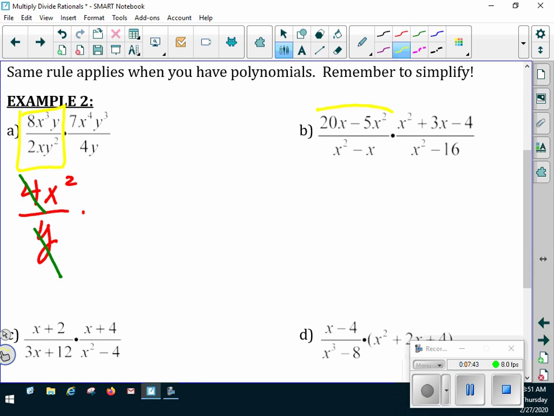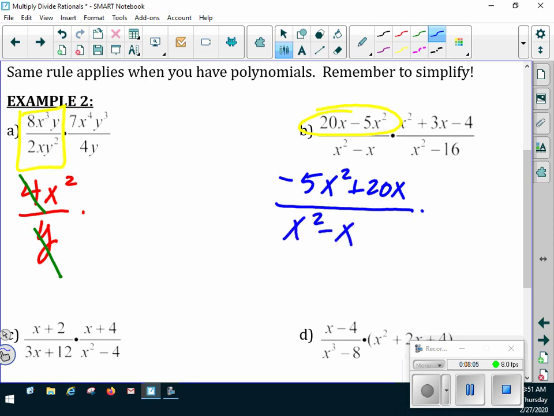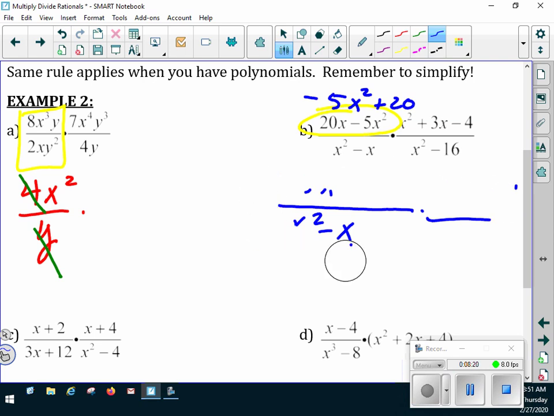What's wrong with this numerator, though? Not in standard form. So we're going to put that in standard form first. How would we rewrite that in standard form? Good. So that's going to be negative 5x squared plus 20x over, let me just do it this way. You may just want to write above this to save yourself space, so we don't have to rewrite the whole thing.